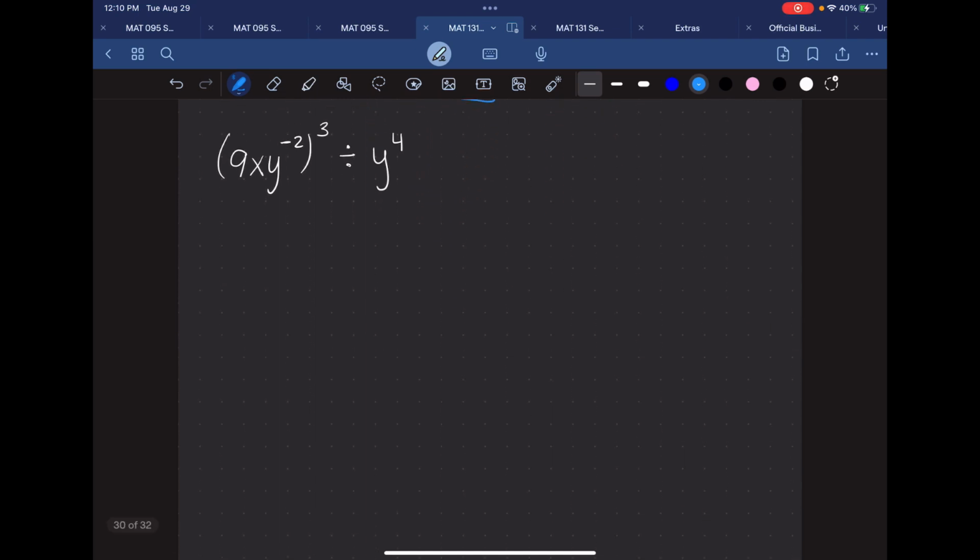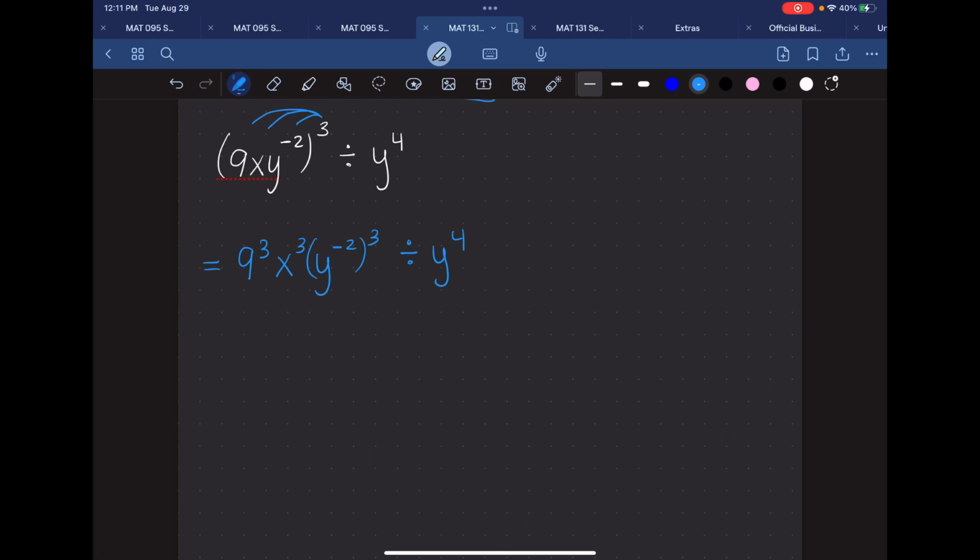Okay, so for the second problem, we have 9x y to the negative 2 all cubed divided by y to the 4th. So the first thing that I'm going to do is distribute this exponent of 3. So I'm going to write this as 9 cubed times x cubed times y to the negative 2 cubed. And then I have this being divided by y to the 4th, which in the next step I'm just going to write as a fraction.